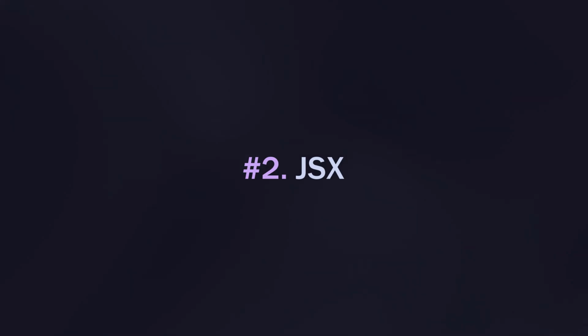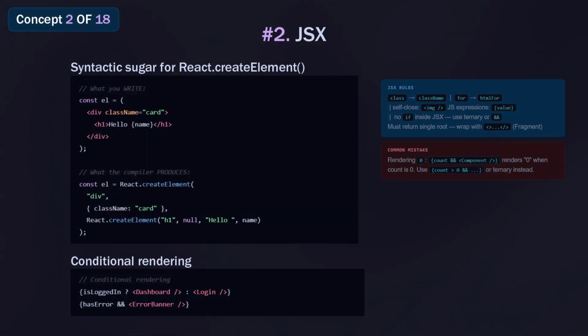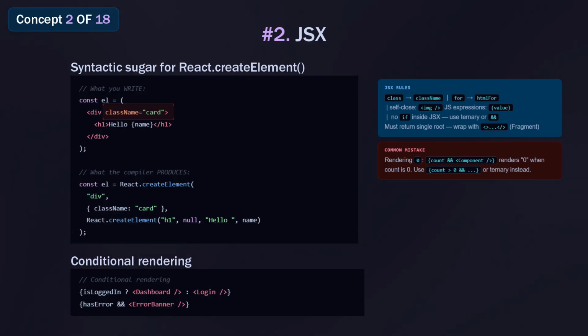JSX. JSX is the syntax that looks like HTML inside your JavaScript files, but I want to be very clear, it is not HTML. It compiles down into React createElement calls before it even reaches the browser. This matters because JSX has different rules. You use className instead of class, you use htmlFor instead of for on label elements. Every tag must be explicitly closed, even self-closing ones need a slash.